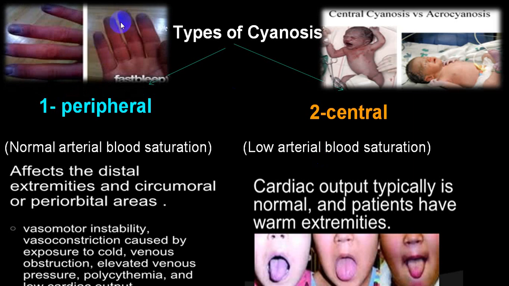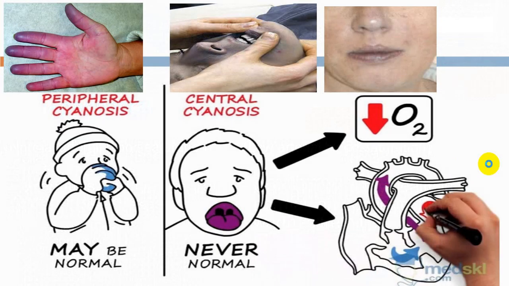This is classical peripheral cyanosis. Here the oral cavity, lips, tongue, and extremities are blue. So this is a classical example of central cyanosis. In classical peripheral cyanosis the oxygen concentration on the arterial side is normal, while in central cyanosis the oxygen concentration is always markedly reduced, or indirectly we say central cyanosis is almost always associated with hypoxia.